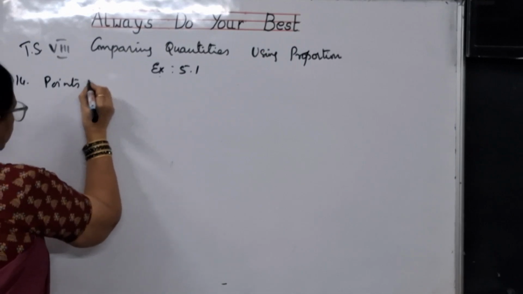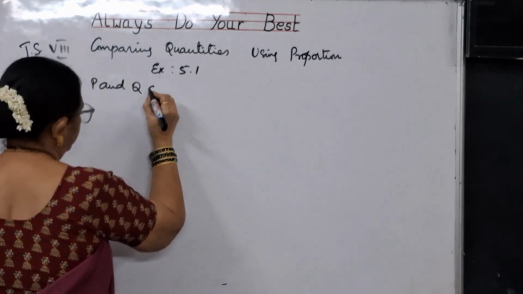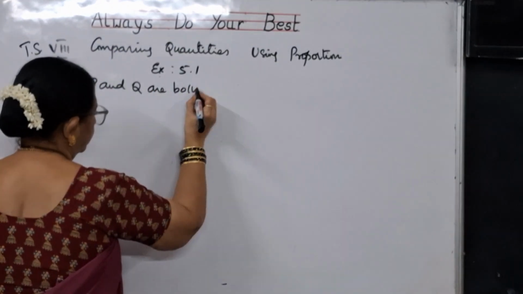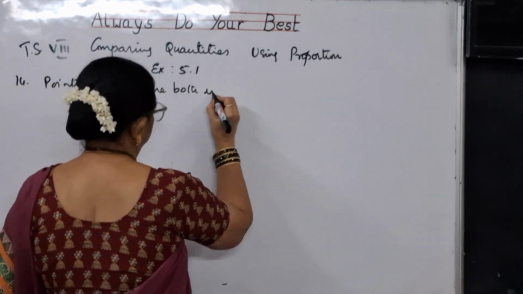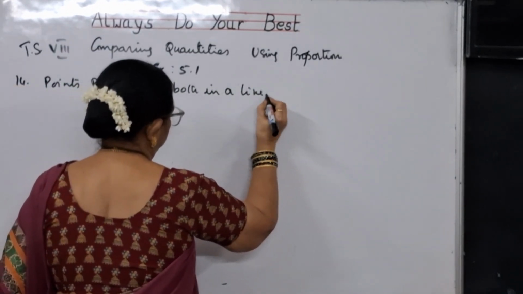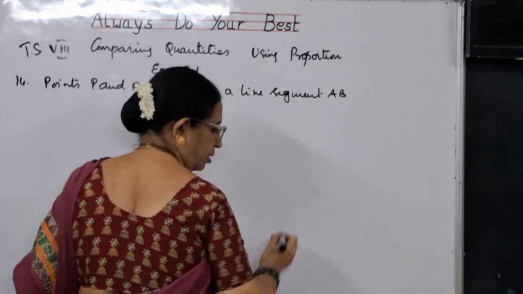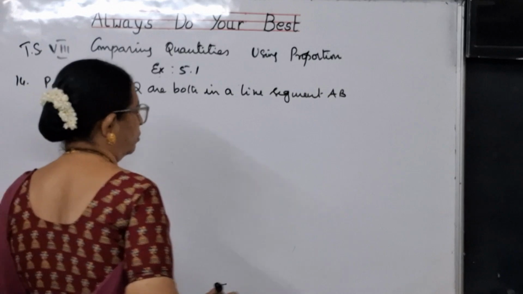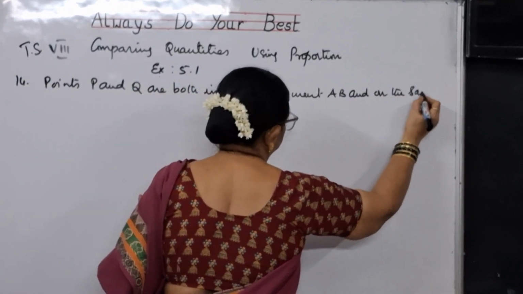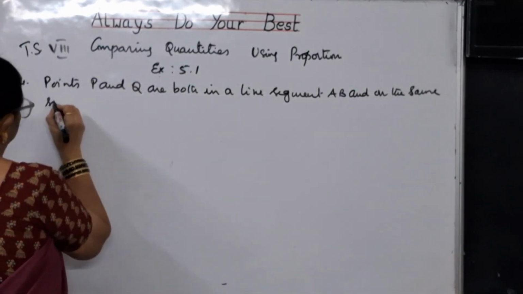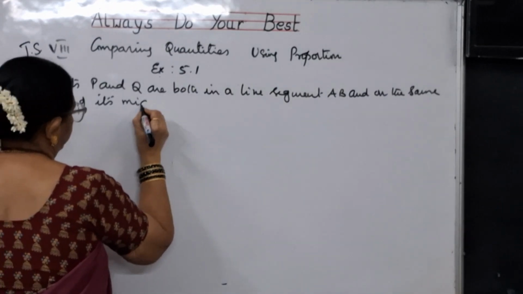Points P and Q are both in a line segment AB, on the same side of its midpoint.